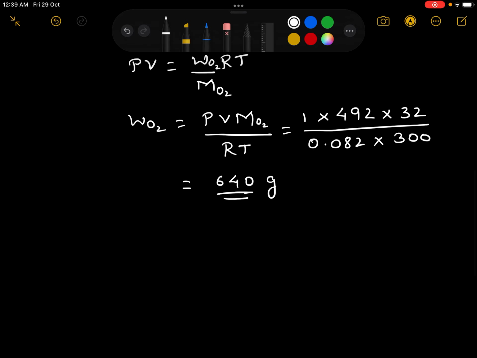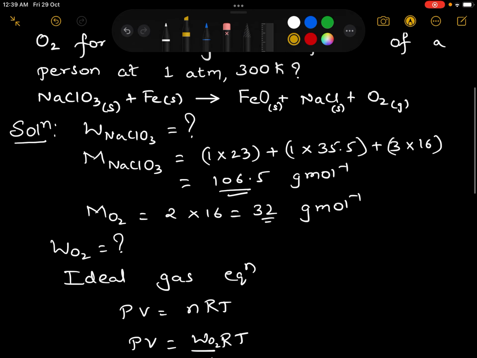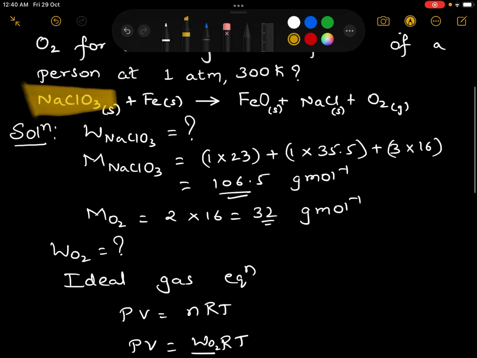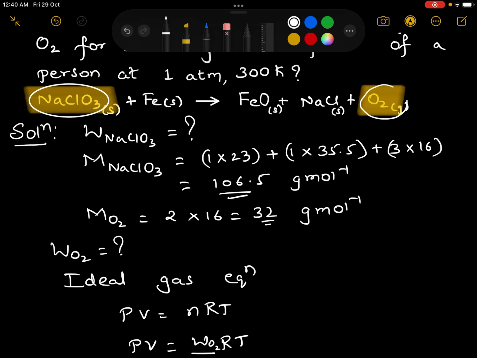Now we can use the relationship from the equation. That means we are now going to use stoichiometry. Observe, this is a mole relationship. 1 mole of NaClO3 corresponds to 1 mole of oxygen.